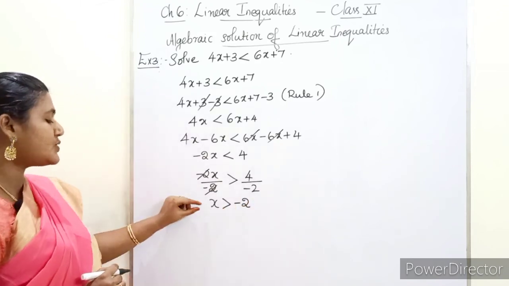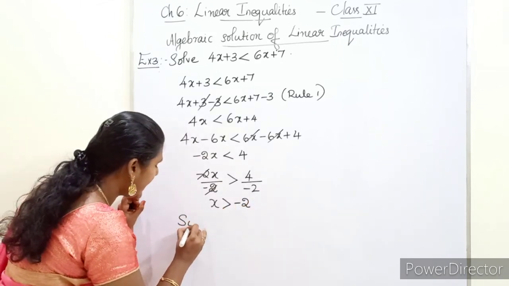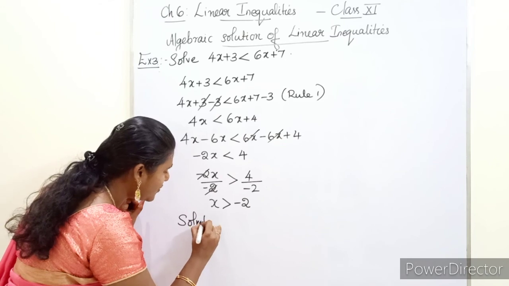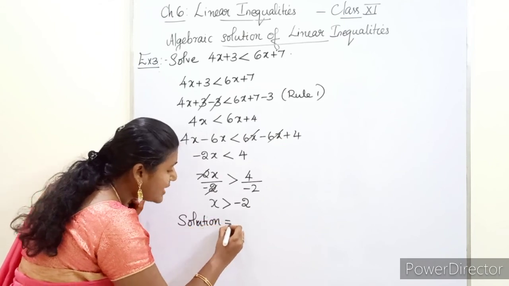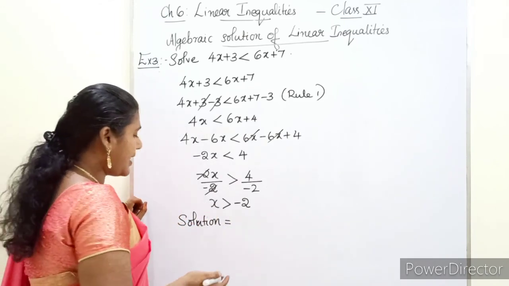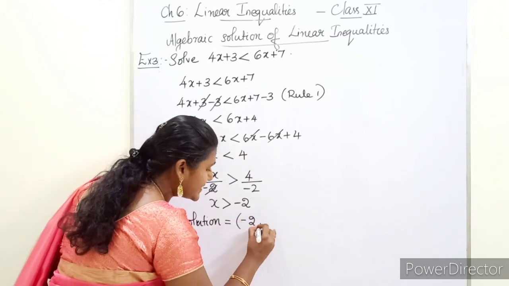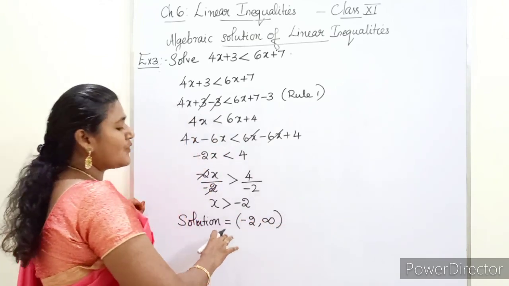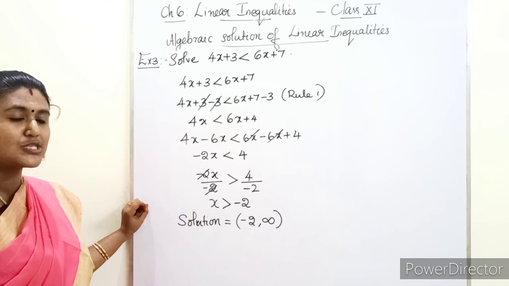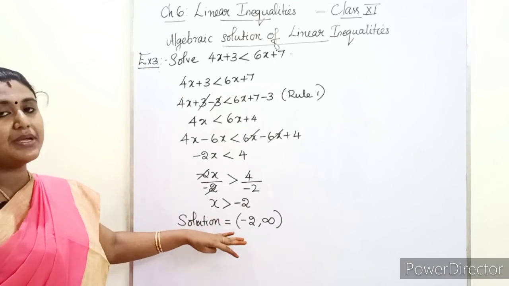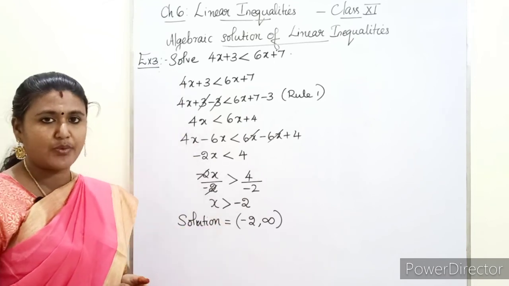So what is the solution here? x is greater than minus 2. So the solution is all the values of x greater than minus 2. So we can express this as an interval. So from open interval minus 2 to infinity, this will be the solution of the given inequality.